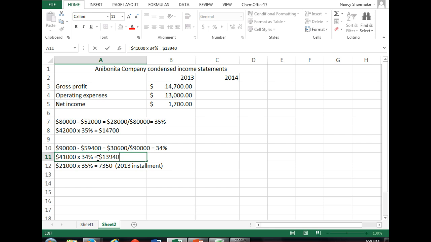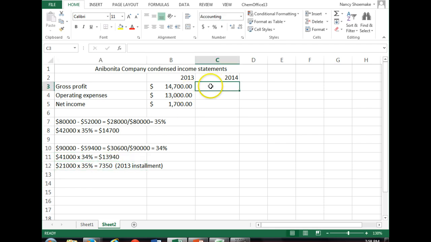13,940. 13,940 plus 7,350 is what? And what are our operating expenses? So our profit, 6,290. Make sense, guys?